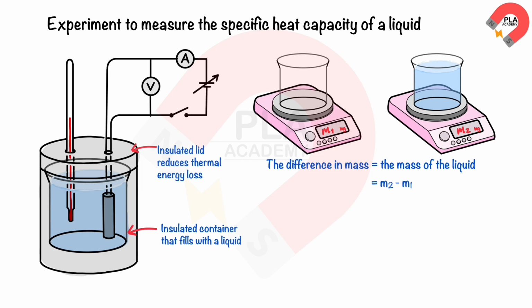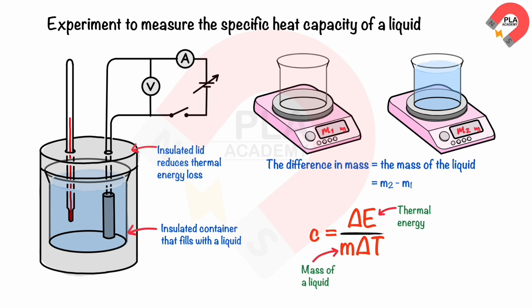The specific heat capacity is calculated using the equation c equals delta E over m delta T, where delta E is the thermal energy added to the liquid, m is the mass of the liquid, and delta T is the change in temperature.